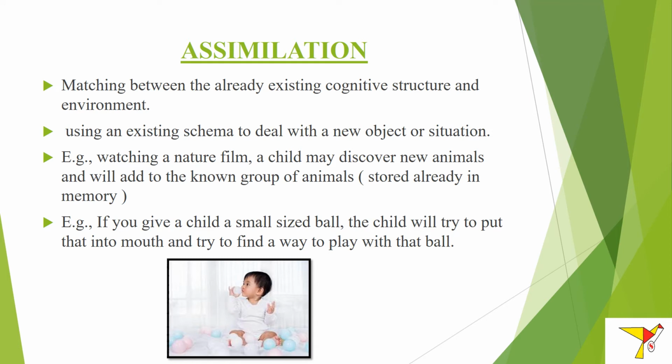The next concept is assimilation. Assimilation is a matching between the already existing cognitive structure and the environment. That is, a child learns to deal with a new object or situation. For example, if a child is watching a nature film, the child may discover a new animal's name and will add it to a known group of animals' names, which the child has already stored in his or her memory. Another example is when you give a small child a small ball, the child will try to put it into his mouth and try to find a way to play with that ball. This is called assimilation, a schema to deal with a new object or situation.